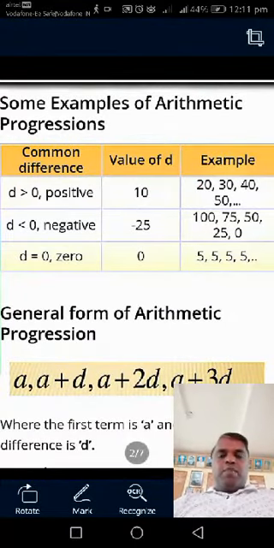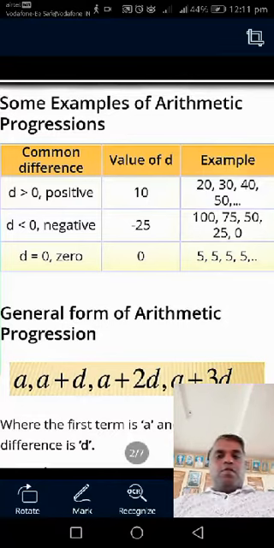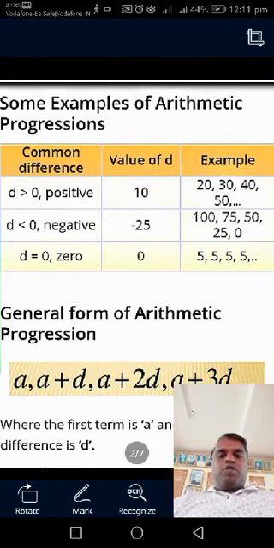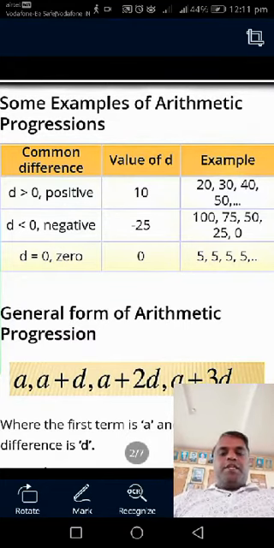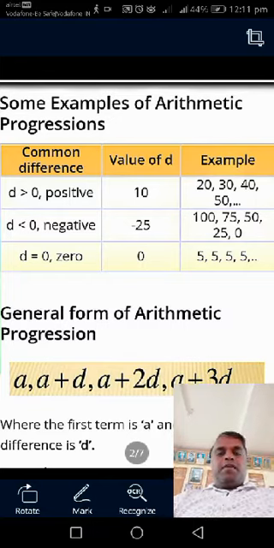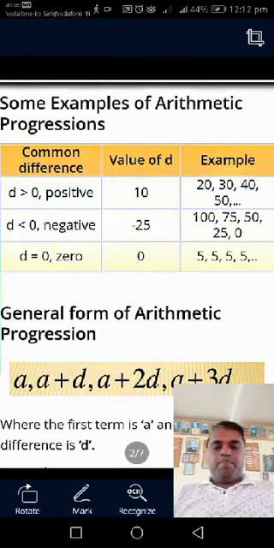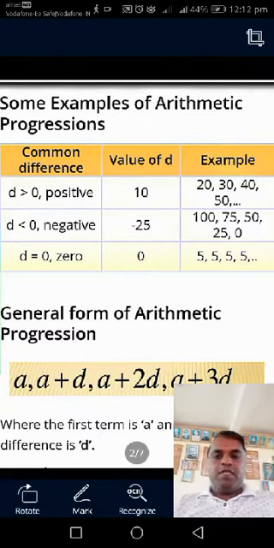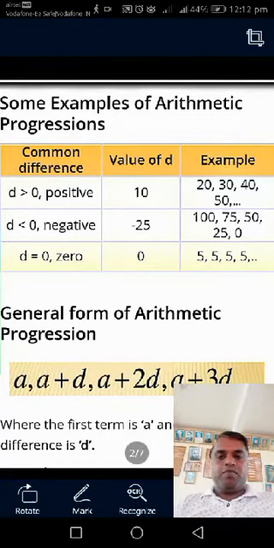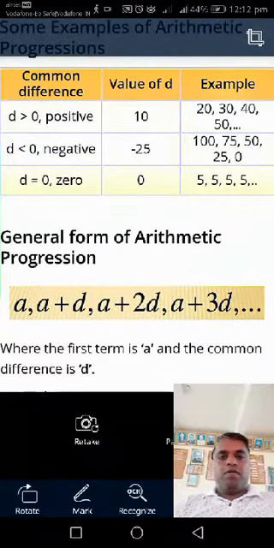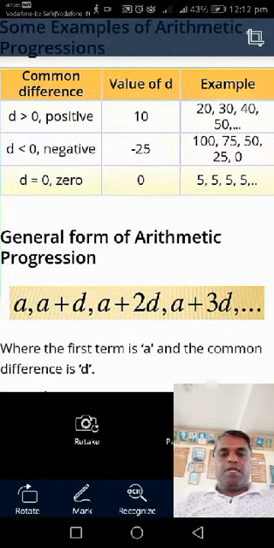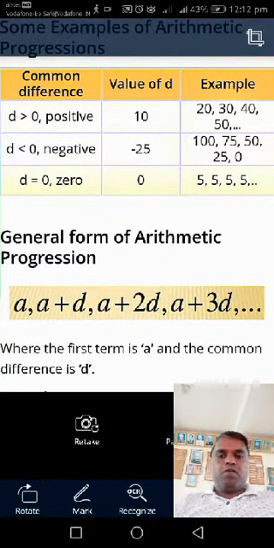Now we have to see some examples, students, on arithmetic progression. If the common difference D is greater than 0, it is positive. For example, 20, 30, 40, 50. The value of D is 10. Similarly, if D is less than 0, it is negative. If you take 100, 75, 50, 25, 0, the common difference is minus 25.